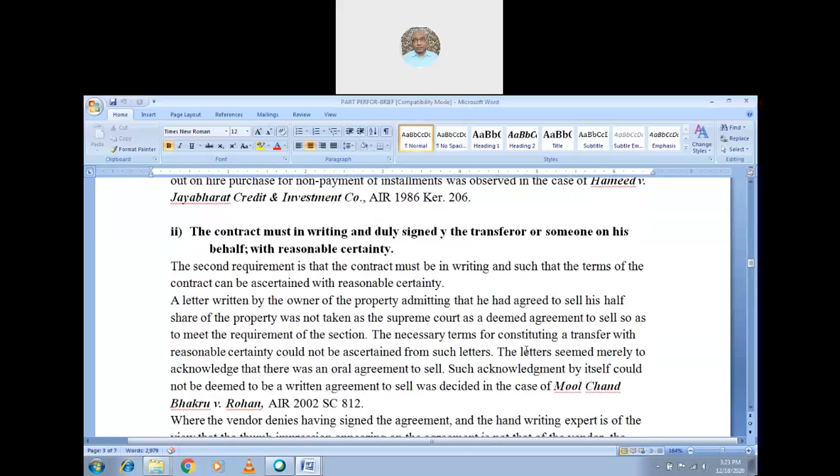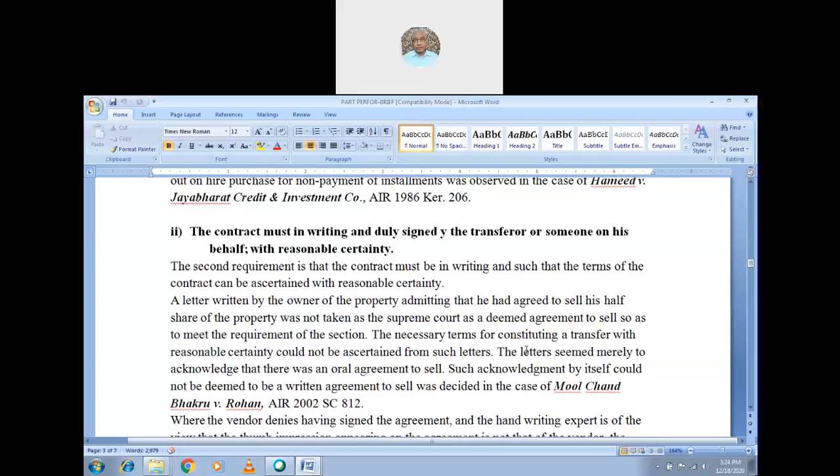The second ingredient is that the contract must be in writing and duly signed by the transferor or someone on his behalf, with reasonable certainty. Yesterday we dealt with certainty as a very important factor. Suppose I want to transfer my house, but I have three or four houses. Which house I am going to transfer is uncertain. That is consensus ad idem in contract: I thought and you thought the same subject matter. That is a very important factor.